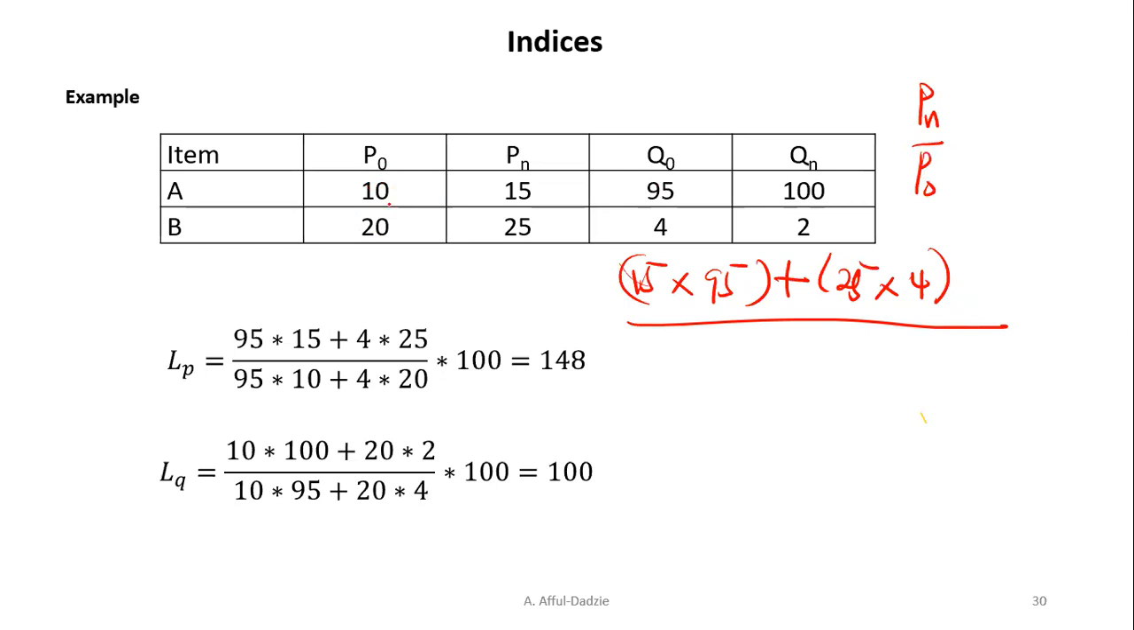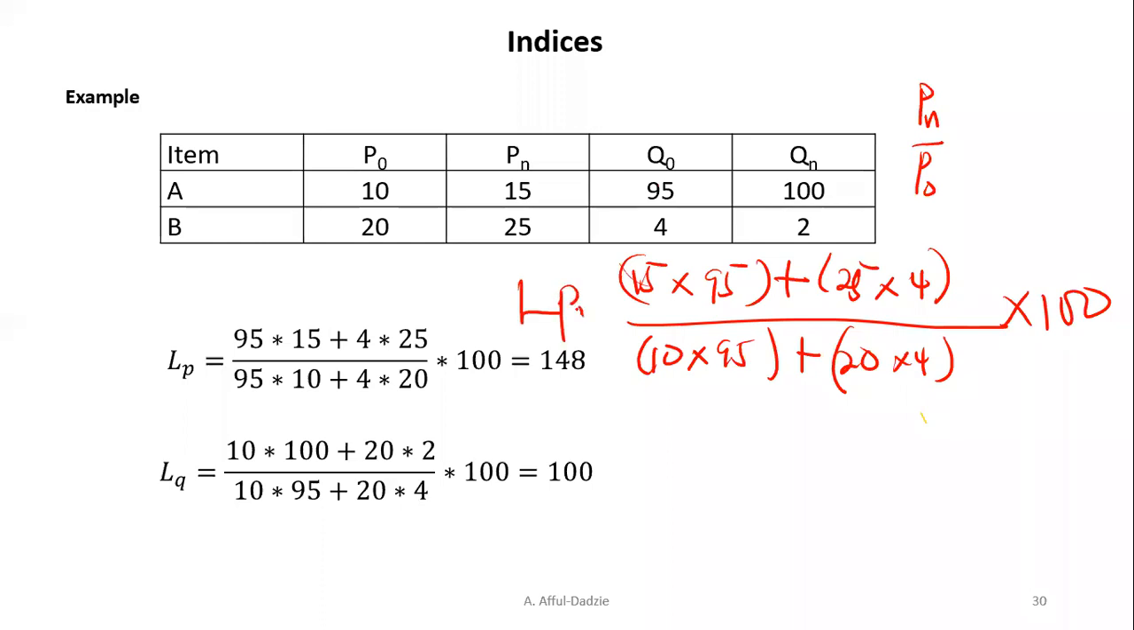So this is the base price, which is 10 times the respective base quantity, which is 95, plus 20 times the respective base quantity. When you're done, you multiply by 100. It gives you your answer. Okay. So this is for the Laspeyres price index. If you're finding the Laspeyres quantity index, we do the reverse.